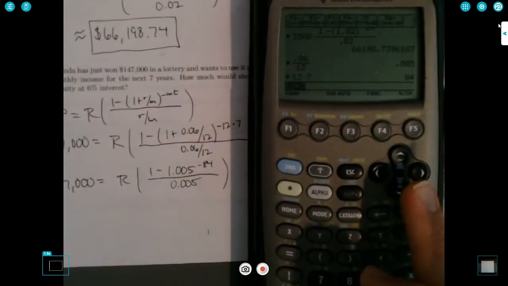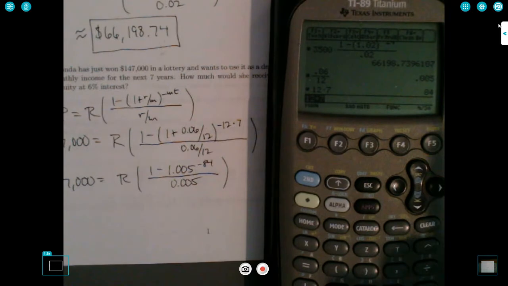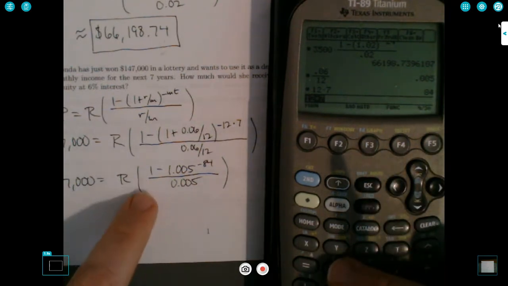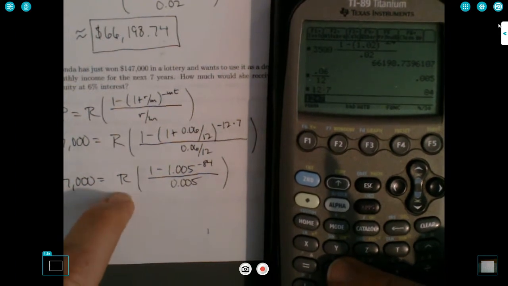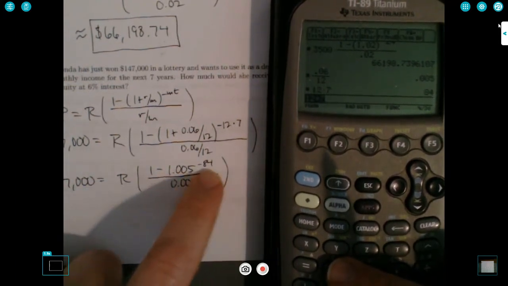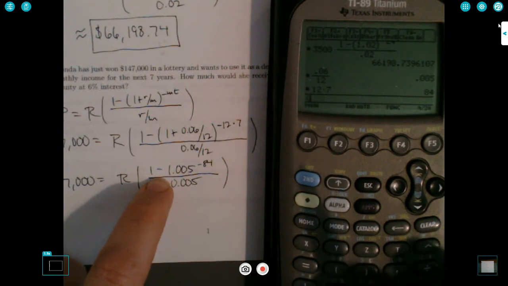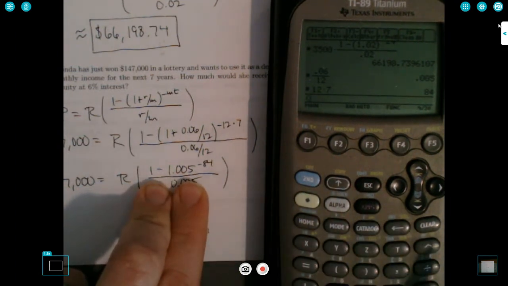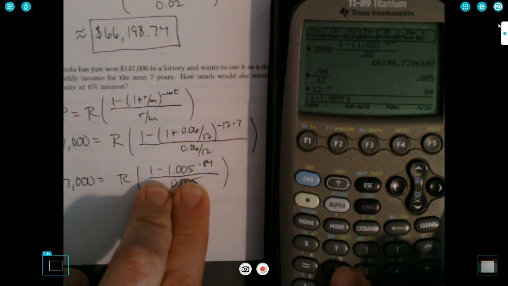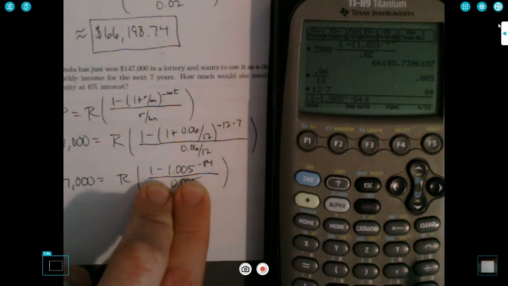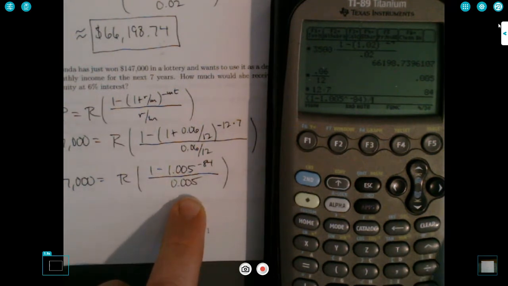So, and again, I'll show you exactly how I do that, if I can get it all under the screen at the same time. So I'm going to open up a set. This time I don't need to multiply by r because I don't even know what r is yet, so I just need to do this stuff. I'm going to open up one set of parentheses for the numerator, and punch in 1 minus 1.005 to the negative 84. Close the parentheses around that numerator, and then divide it by 0.005.